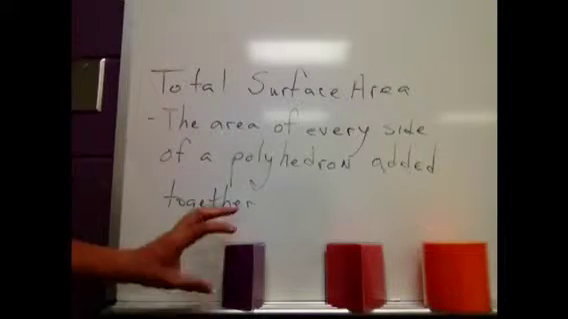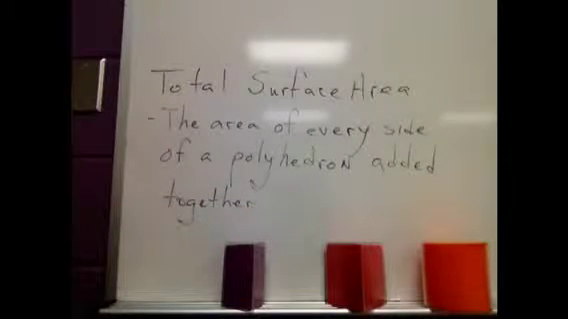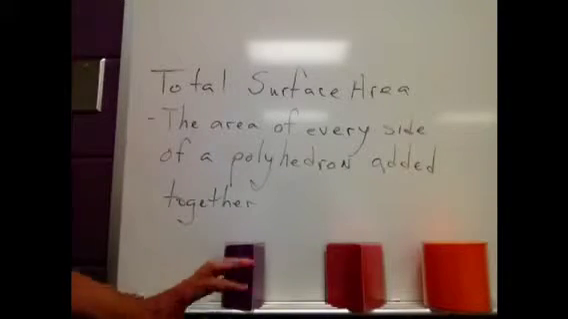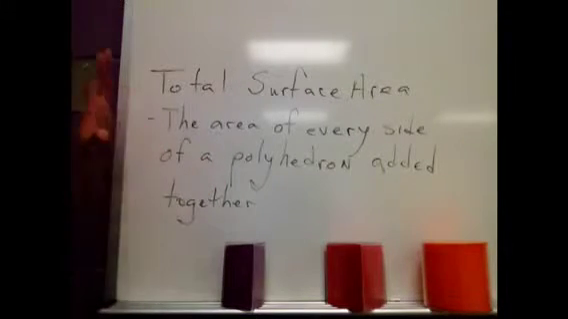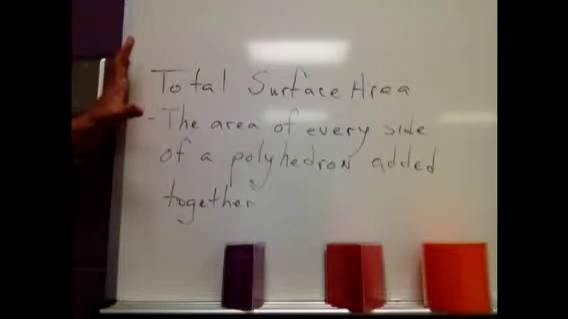I have some polyhedrons here, some 3D figures, and what we want to do today is find out the total surface area of these polyhedrons. We're also going to talk about something called lateral surface area that's going to help us with this. All right, so the first thing is total surface area.